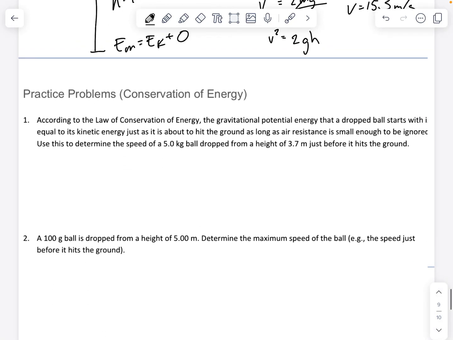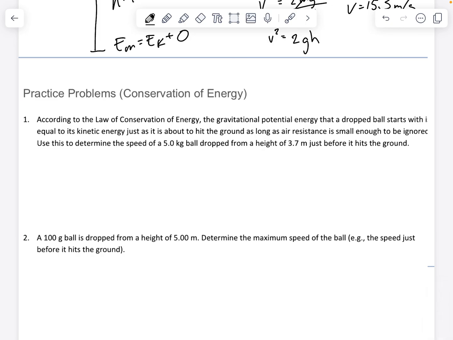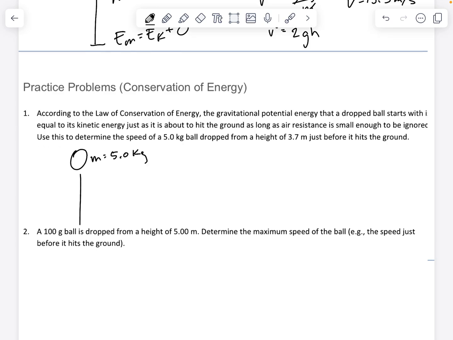So in this question, it says, according to the law of conservation of energy, the gravitational potential energy that a dropped ball starts with is equal to the kinetic energy just as it is about to hit the ground, as long as the air resistance is small enough to be ignored. Use this to determine the speed of a 5 kilogram ball. So the mass is 5.0 kilograms. The height that it's falling is 3.7 meters. So it wants the speed again. So I said determine the speed.